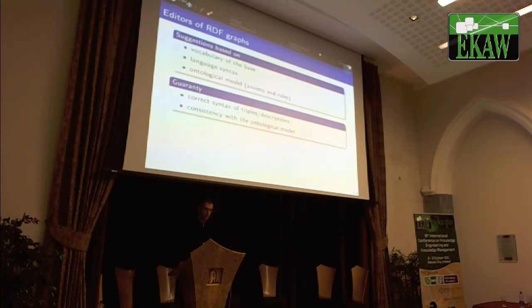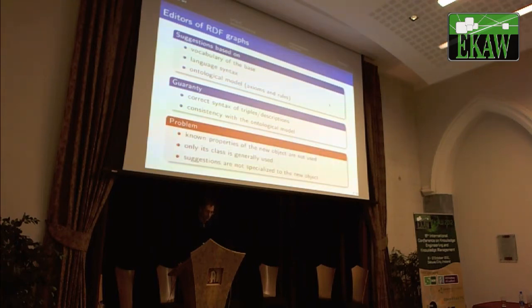So if we look at those editors, they all provide some level of suggestions to the users. Those suggestions can be based on the vocabulary of the base through auto-completion, for instance, on the ontological model in many cases, and also on the syntax of the language, like in Gino. This guarantees that the triples that are produced have a correct syntax, so that users don't have to bother about the concrete syntax of the triples. And also, this favors the consistency with the ontological model, like in Protégé, where you cannot put a value that has not the right type.